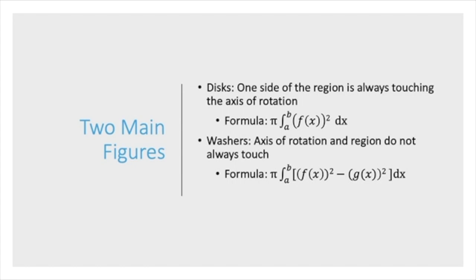But this could also happen if you only have one function and you're rotating about an axis that is not the x-axis, something that is below the x-axis, for example. Then g of x will be 0 at that point. We'll get into that later, but this is the basic formula for a washer.